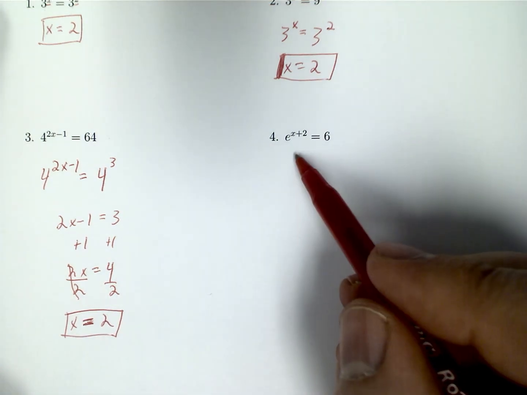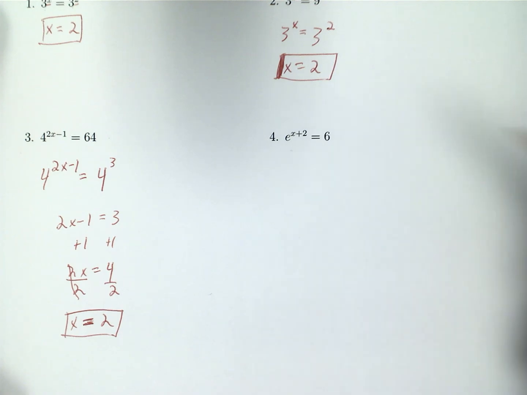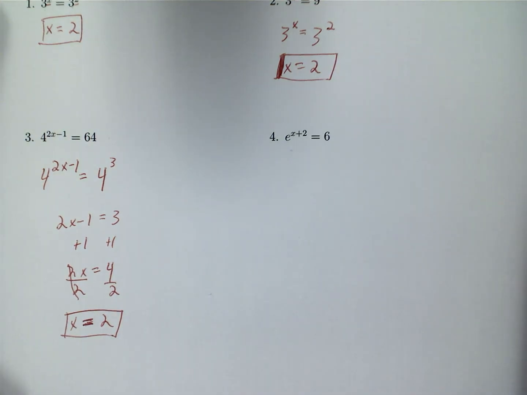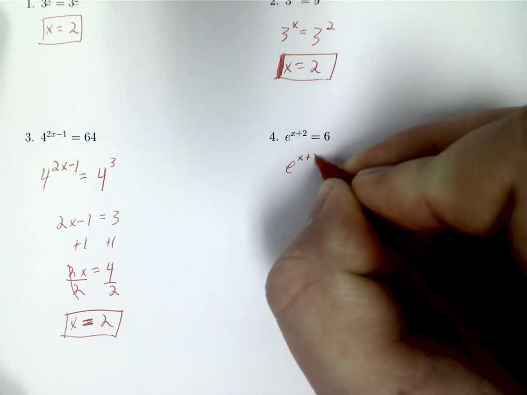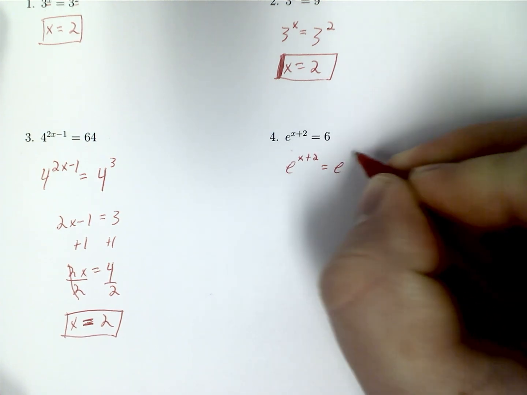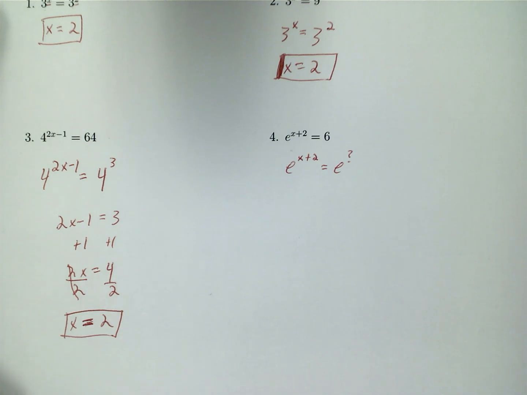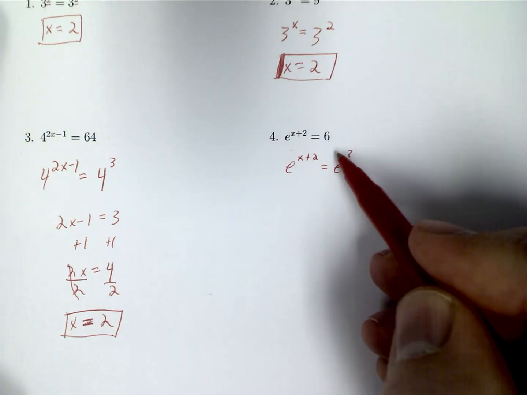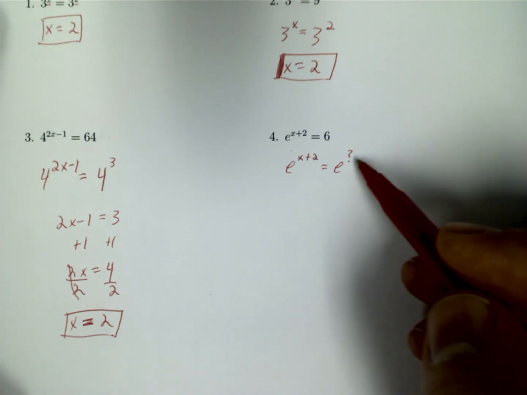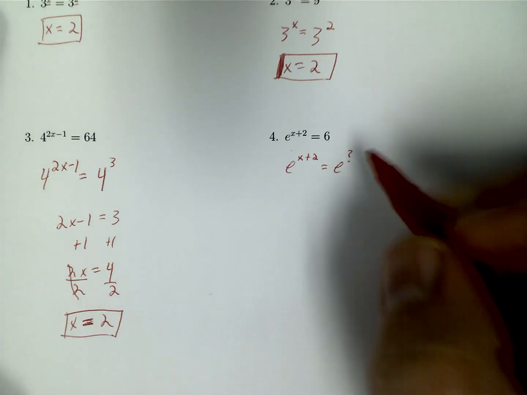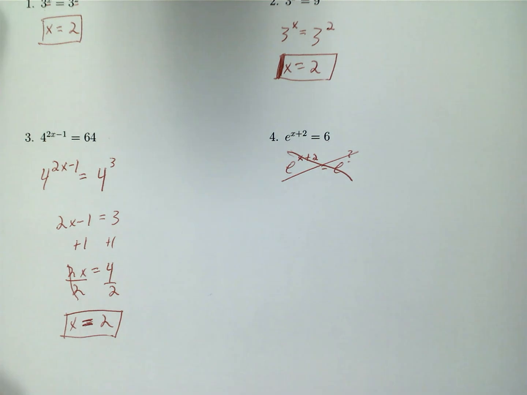What about number 4? We have e to the x plus 2 equals 6. If we tried this technique, we'd have e to the x plus 2 equals e to the question mark power. But how can I rewrite 6 as e to some power? You're going to be thinking about that one because it's a very difficult question to answer. So you can't use this technique.